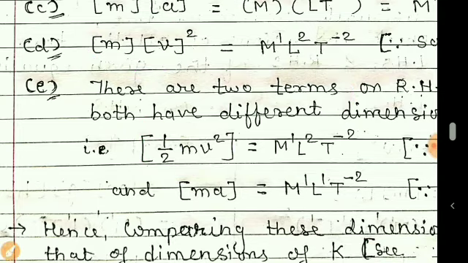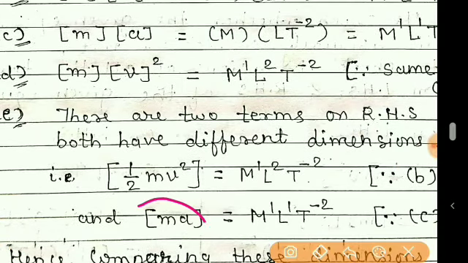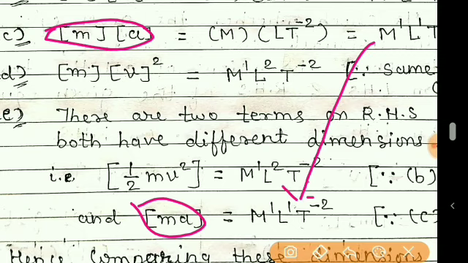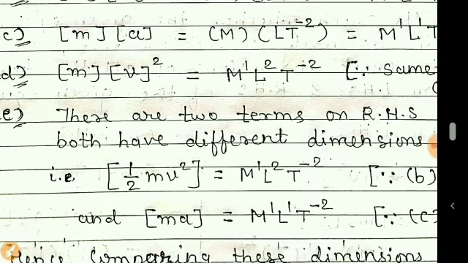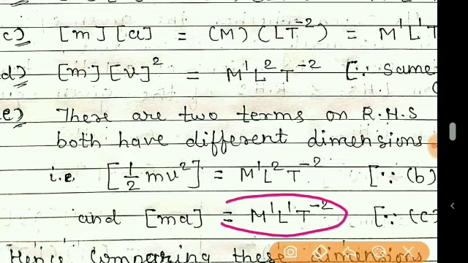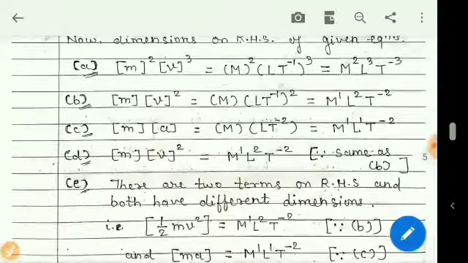Then for ma, we have already obtained that dimension, so we can directly use this dimension here. Now here you can see that this dimension and this dimension are different, and so this equation number E is not correct. Now we will check for these equations.